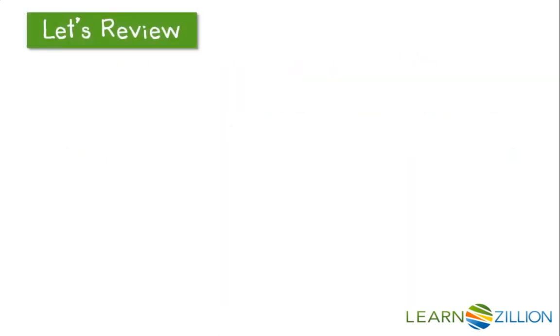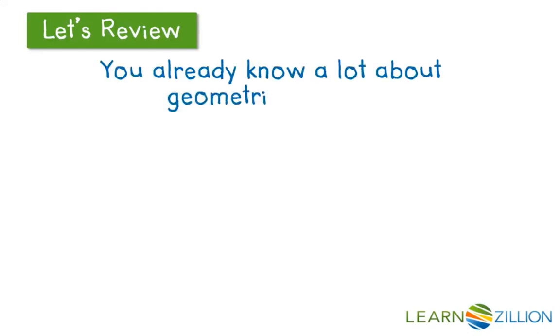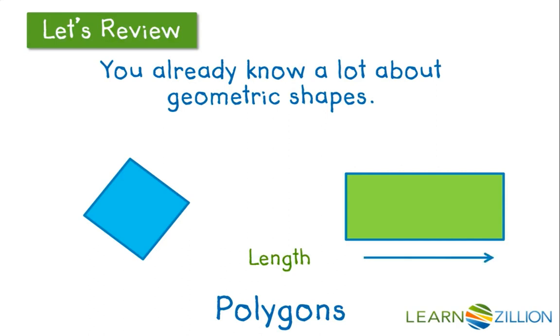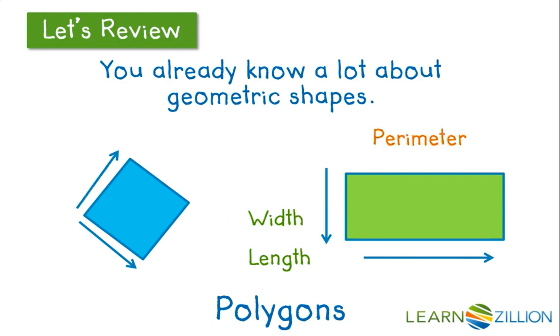Let's review some of the things you know. You already know a lot about shapes. There are many different types of polygons, like rectangles and squares. Each polygon has sides, and you can calculate how long a side is by measuring its length or its width. If you add up all the measures of the sides around the shape, that's called measuring the perimeter. If you measure how many little squares it takes to cover it, that's called measuring its area.